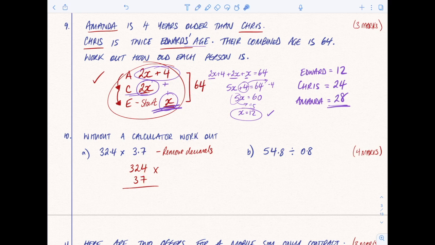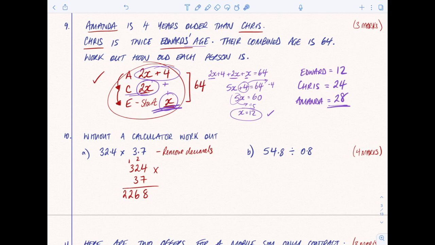So you do 7 times 4 first of all, which is 28. So I put my 8. I'm going to carry up here so it's out the way. Then I'm doing 7 times 2, which is 14. Plus your 2 is 16. So put my 6, carry my 1. 7 times 3 is 21. Plus your 1 is 22.